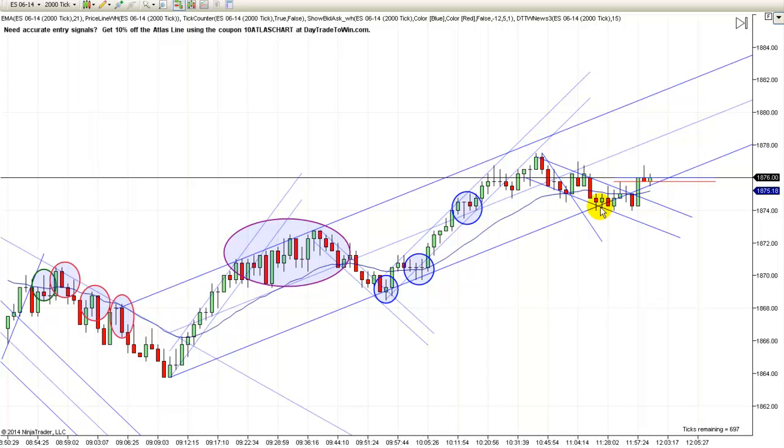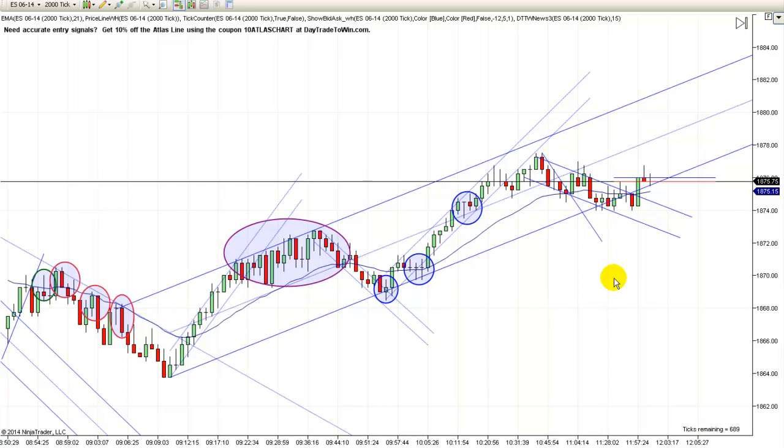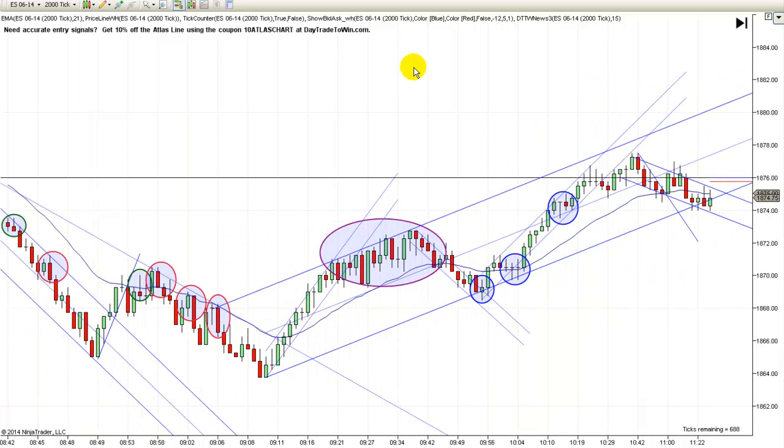That's your break. And notice that little failed second entry short. So there was a trap right there. You might have even gone long right there. But that's what I saw today.